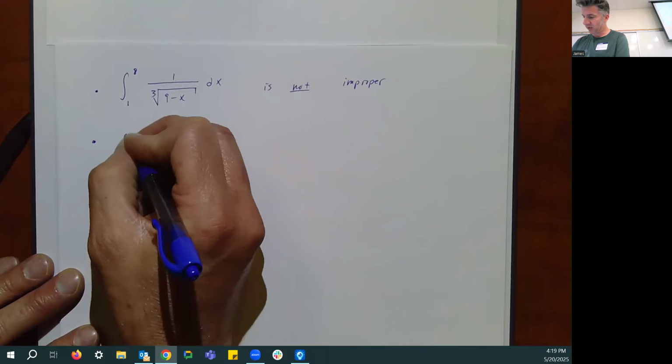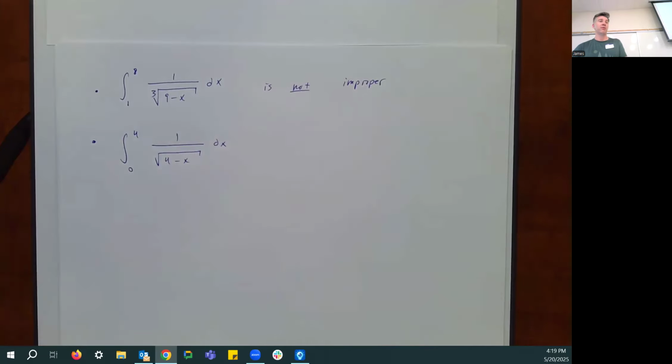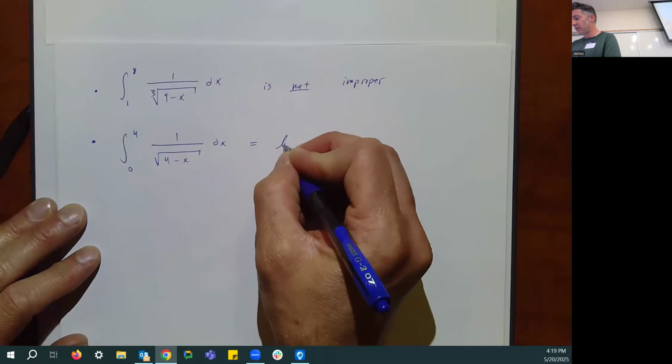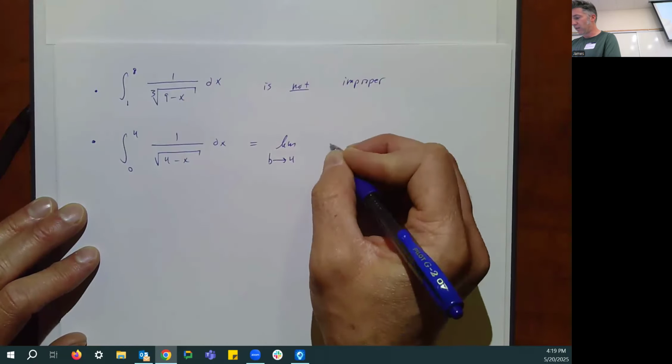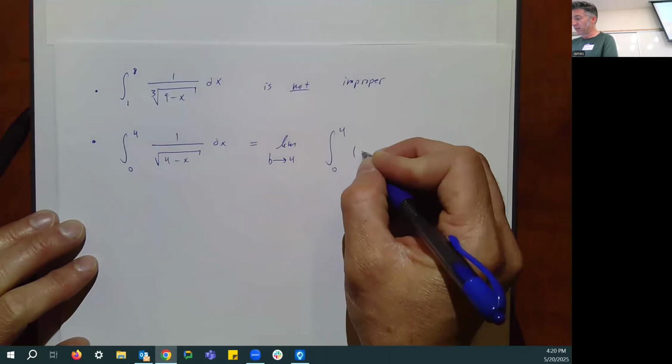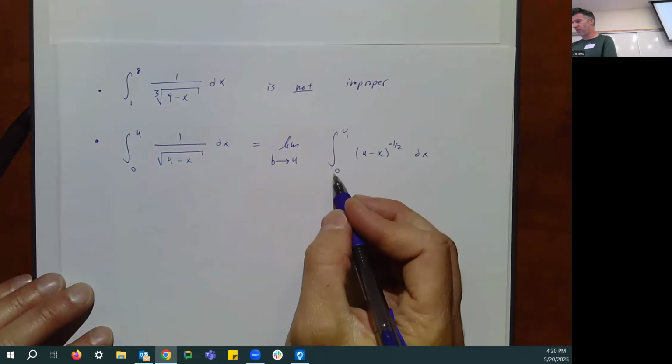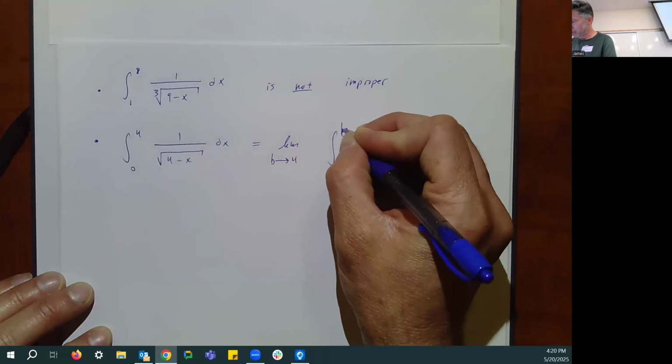The integral from 0 to 4 of 1 over the square root of 4 minus x. This is a much more typical first example. Okay, so why is this improper? Because that function is undefined at 4, and 4 is in our interval of integration. So here, we're going to rewrite this as the limit as b approaches 4 of the integral from 0 to 4. I'm going to do myself a favor. I'm going to rewrite my integrand. Instead of 1 over the square root of 4 minus x, I'm going to write it as 4 minus x to the negative 1/2. Oh, except not 0 to 4, it should be 0 to b.